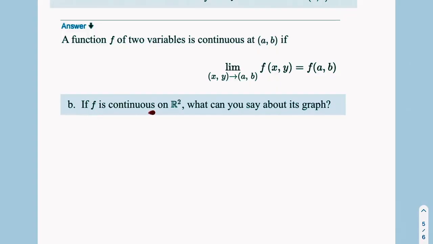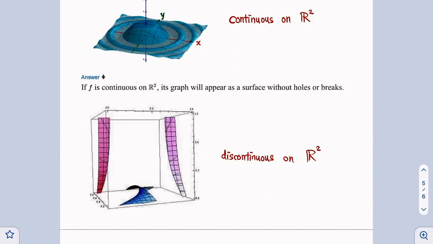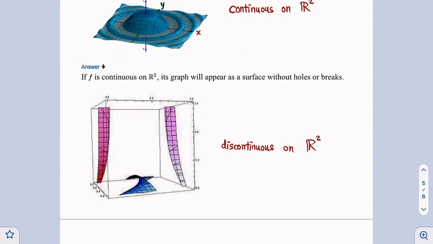If function f is continuous on R2, what can you say about its graph? For example, this function f is continuous on R2, and you see that the graph is a surface without any holes or breaks. On the other hand, this function here has a break here and also here. So the function that has this graph over here is not continuous on R2.